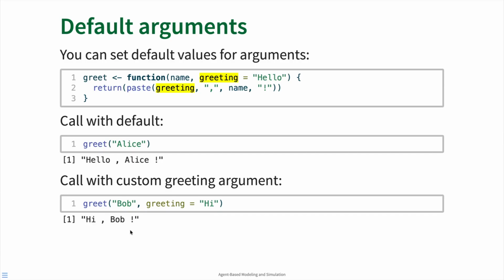Now, one thing to note here is that we have supplied these arguments in the order that they were defined, right? So we have written name as the first argument in the function definition and greeting as the second argument. And wherever we've called the function, we have then supplied the name value as the first argument to the function and the greeting as the second argument.